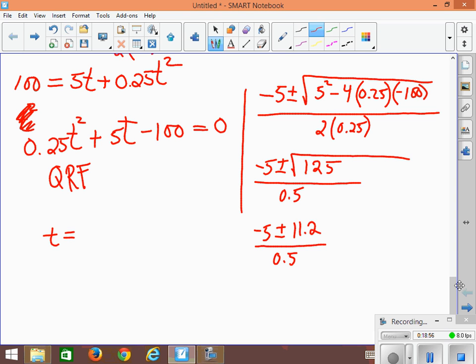So we get two possible answers, but because we are solving for a time, and negative time doesn't have real significance in this situation, we'll just look at the positive answer, which is negative 5 plus 11.2 over 0.5, which comes out to, negative 5 and 11.2 equals divided by 0.5. I'm getting about 12.4. That doesn't make sense. Is that right? 12.4 seconds. A little bit longer than last time.